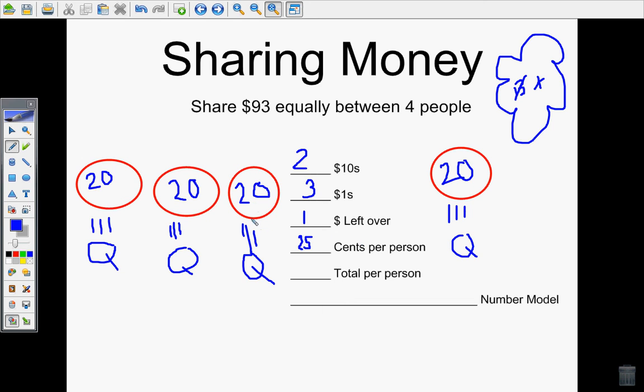If you said they got $23.25, you'd be correct. Don't forget your dollar sign so that you can remember you're talking about money. So each person got $23, and that's where your decimal place goes, 25 cents.